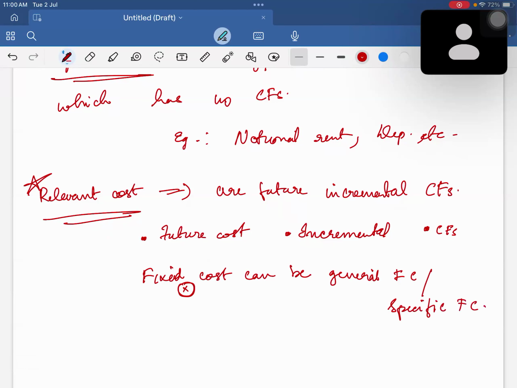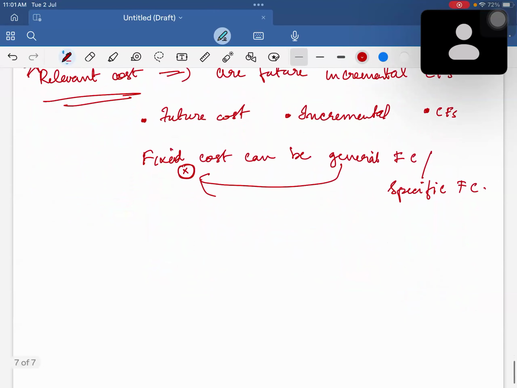You are going to have a fixed cost because you are going to produce something, or because you decide on shutting something down. So it is specific. If it is specific to a certain decision, then that fixed cost is relevant. Otherwise, general fixed cost is not relevant. Understood?